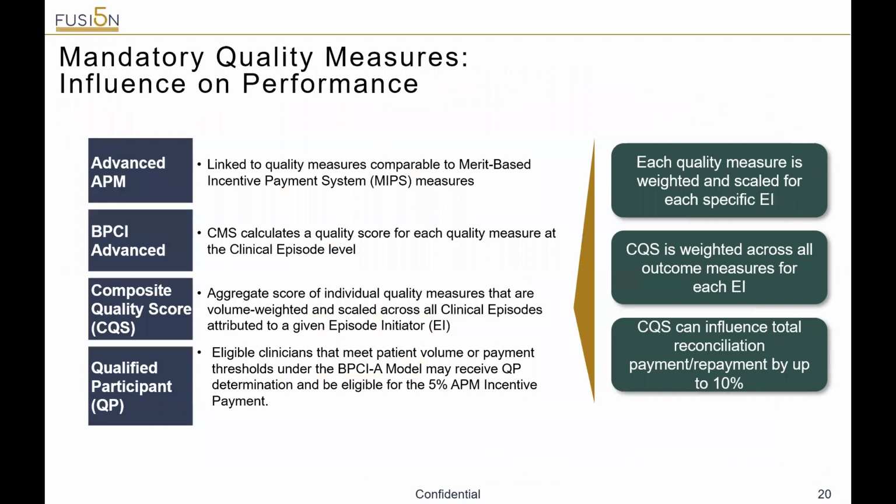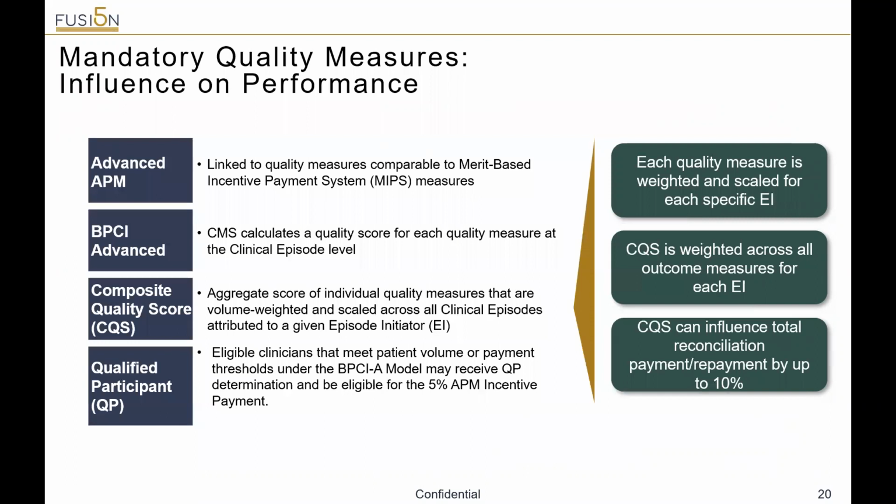So as I said, for the advanced APM, there are quality measures that are a part of MIPS. MIPS is the merit-based incentive payment system. BPCI Advanced will calculate from the measures that are mandatory a quality score for each one of those measures at the clinical episode level. They will then aggregate individual scores and will weight those based on volume and scale those across all the clinical episodes for any given episode initiator. And so the mechanics of doing that are extremely complicated and frankly not worthy of going through unless you like high-level mathematics.